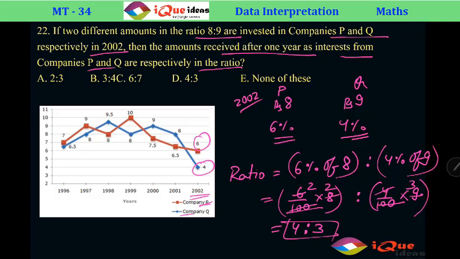Look at the options. Oh, so we have to be careful. 3 by 4 is also there. 4 by 3 is also there. We have to find in the order of P and Q. So answer is D option. 4 is to 3. That is the correct answer. All right. Now let's take up the next one.